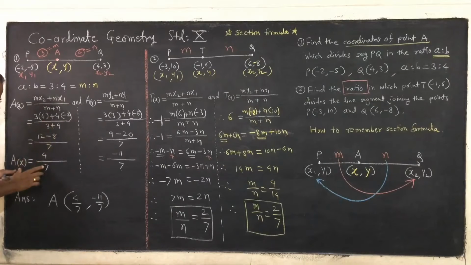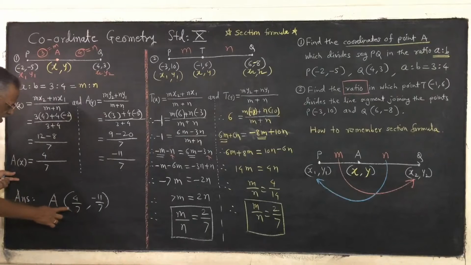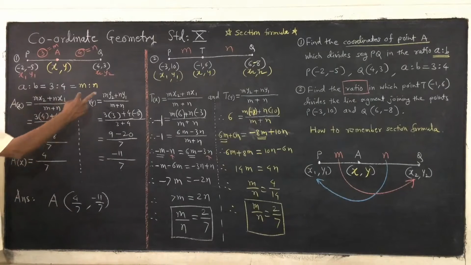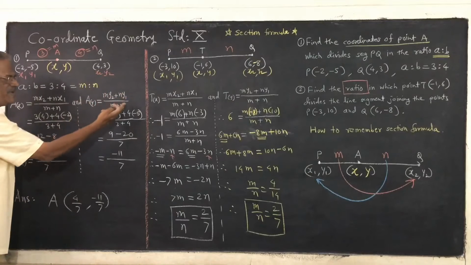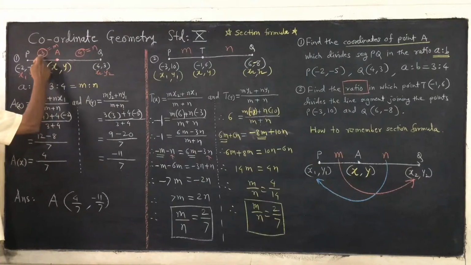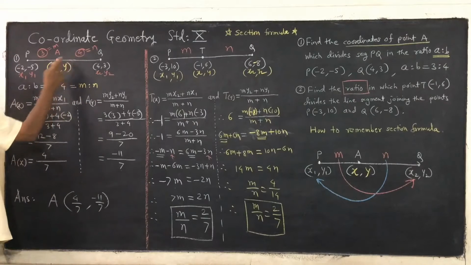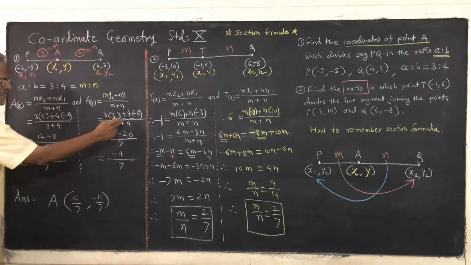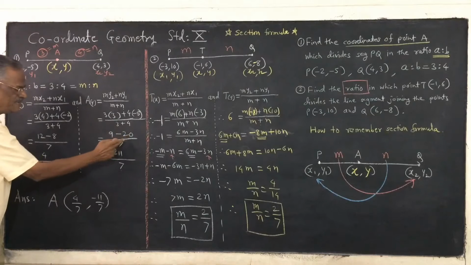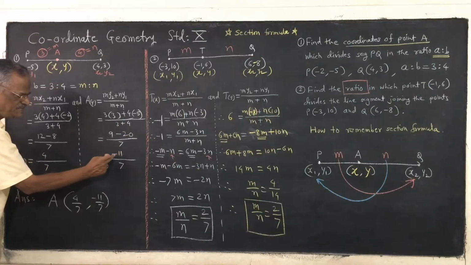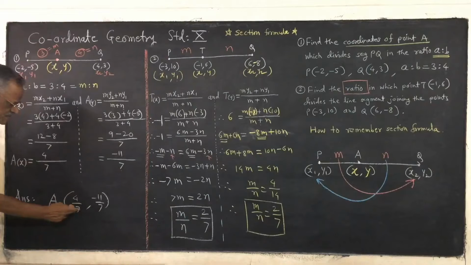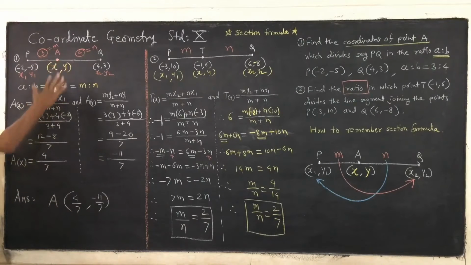By solving this, we are getting 4 upon 7. That is your x coordinate of A. Similarly, use my2 plus ny1 upon m plus n. What is that? 3 into 3, it will be 9, plus 4 into minus 5. 4 into minus 5, minus 20. By taking the difference, minus 11 upon 7. So that is the y coordinate. So we are finding the answer. That was the first question.